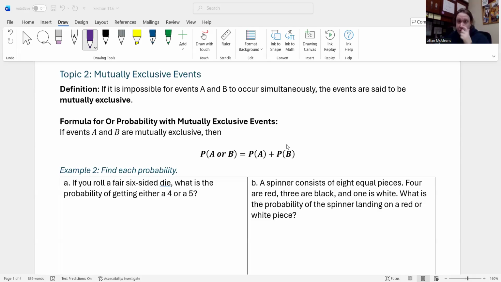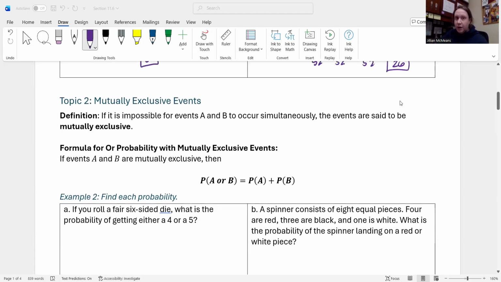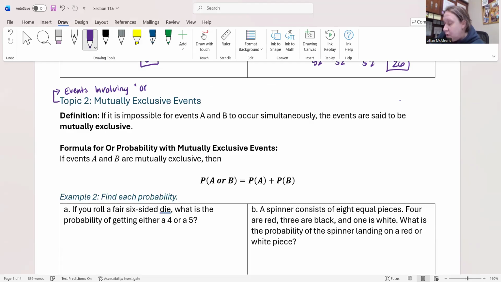For topics 2 and 3, we're going to start talking about events involving or. So quite literally, what is the probability of this or that? When we're talking about events involving or, there are two situations that can arise. We can have mutually exclusive events or non-mutually exclusive events. So topic 2, we're going to focus on mutually exclusive events.